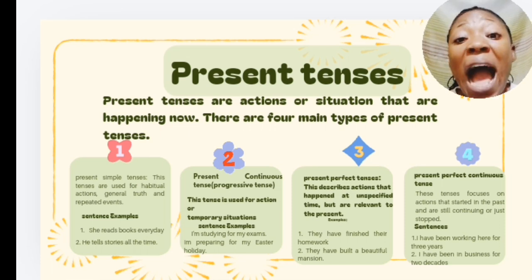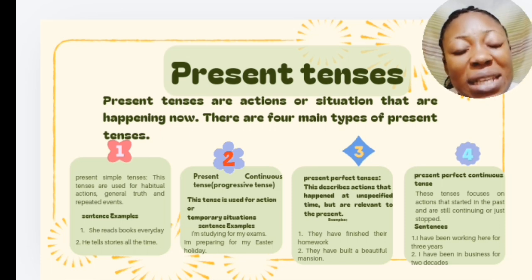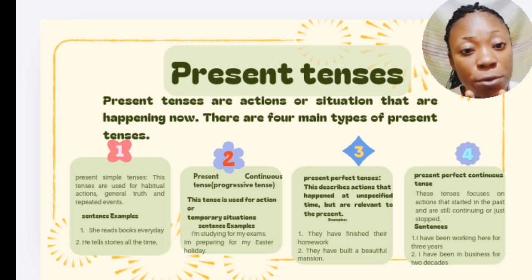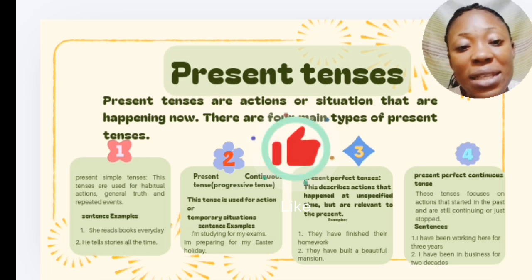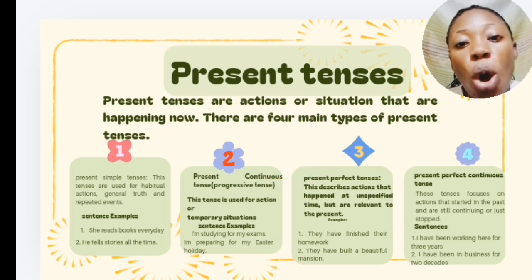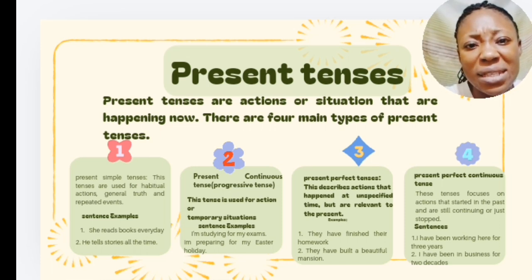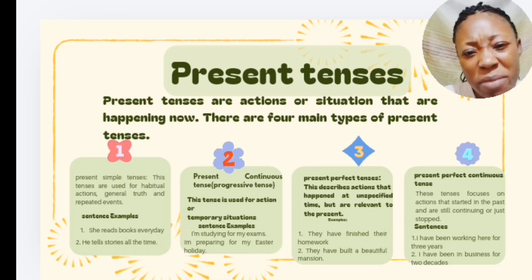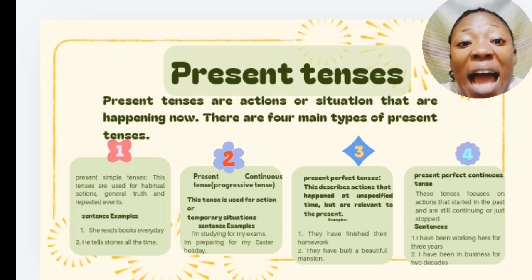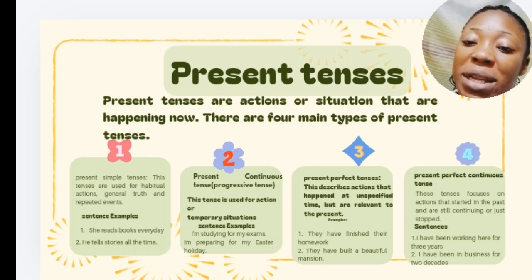Now there are four main types of present tenses. Remember how we said that we have three major types of tenses: the present tense, the past tense, and the future tense, also called the past participle? Present tenses are actions or situations that are happening now. There are four main types of present tenses.